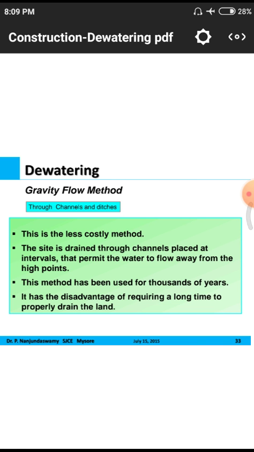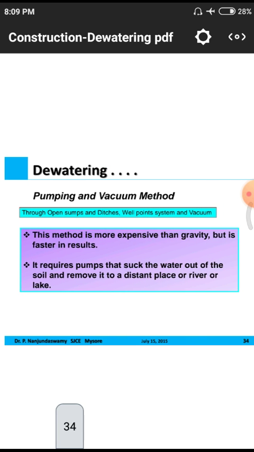It has the disadvantage of requiring a long time to properly drain the land. That means we have to wait for a huge span of time. Normally the previous methods dewater within 1 week or 2 weeks, but this method will take months, 60 days or 30 days, so it is a time lagging process. Whenever we have a huge amount of time for the construction process, we can employ this process in our field. If it is a short span of time, we have to go for another alternative method, neglecting this gravity flow method.